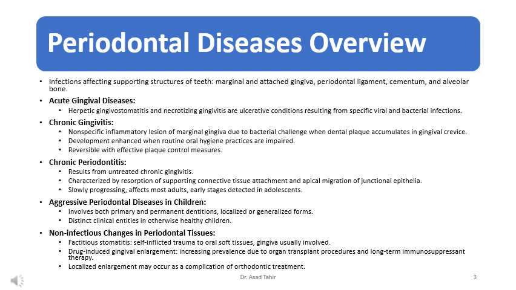Non-infectious changes in periodontal tissues. Factitious stomatitis, self-inflicted trauma to oral soft tissues, gingiva usually involved. Drug-induced gingival enlargement, increasing prevalence due to organ transplant procedures and long-term immunosuppressant therapy. Localized enlargement may occur as a complication of orthodontic treatment.